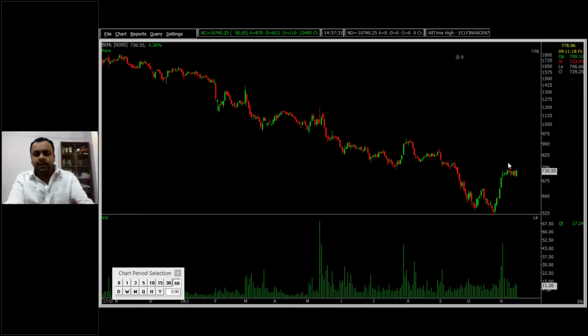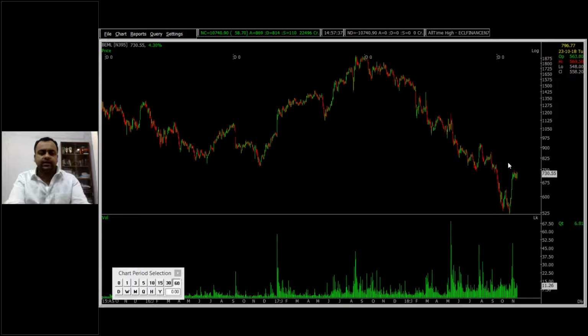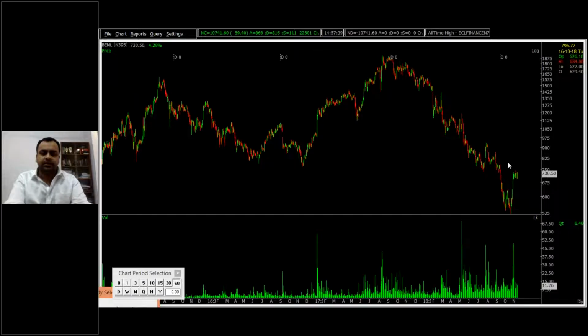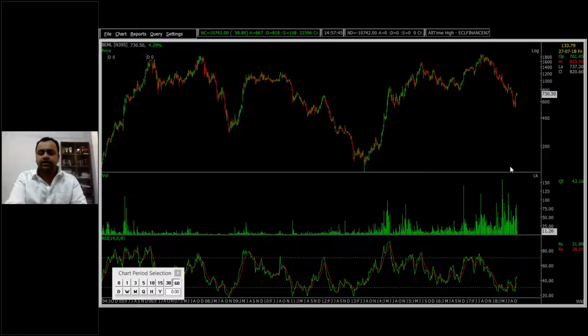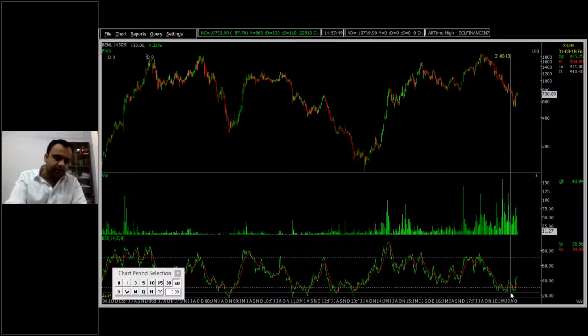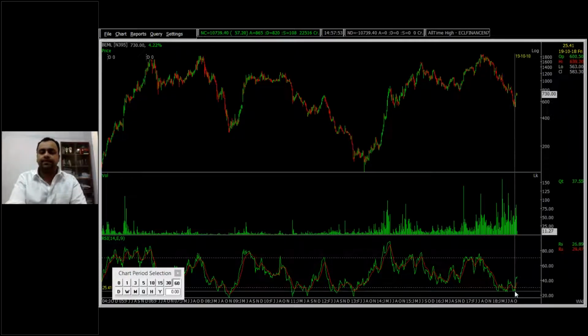So when these extremes happen, we can see that they have happened in the market, right? This is the daily chart. This is the weekly chart. Now in the weekly chart, I can see the RSI has gone till the 20s. Now this is really, really very weak, when RSI goes below this.